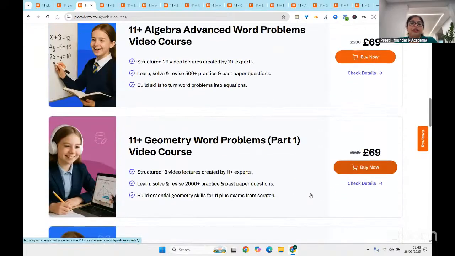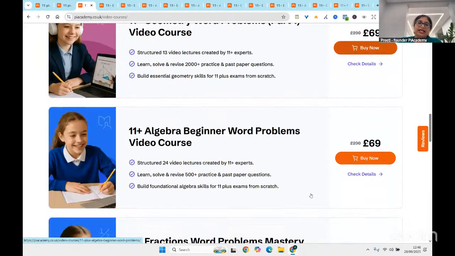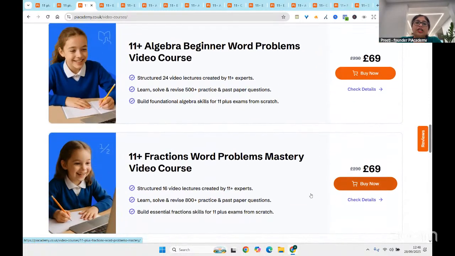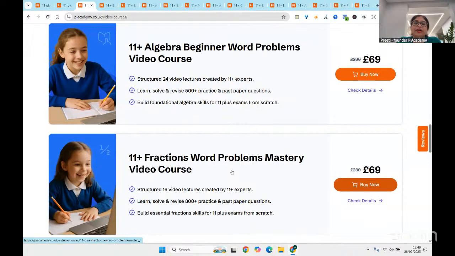And the beauty of all these courses is that we ensured we know exactly where children make mistakes, and we captured all those mistakes in the pre-recorded courses. In this course package, you will also get the homework, the mock exams, and the worksheets. It's loaded with resources, so you can have a look.